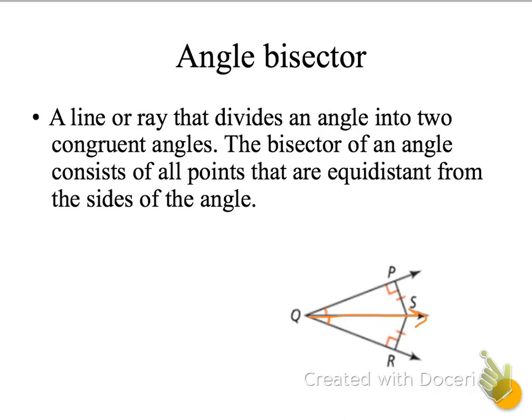The bisector of an angle consists of all points that are equidistant from the sides of the angle. Equidistant means they are the same distance from one side to the other side. Okay, so that means they are equidistant. They are the same from one side to the other side because it's being cut in half. So both of these sides should be the exact same.